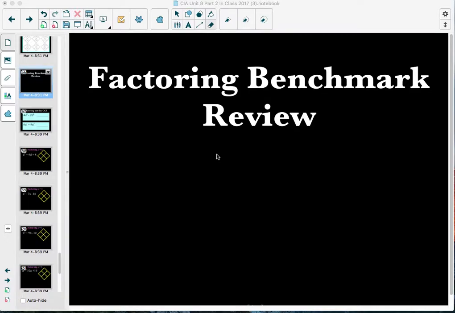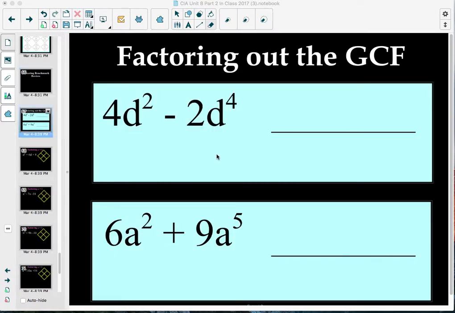All right, welcome to the factoring benchmark review. We're going to go through each type of problem that we've done so far. So the first type is factoring out the GCF. If you remember, that's the type that we have a box around it.